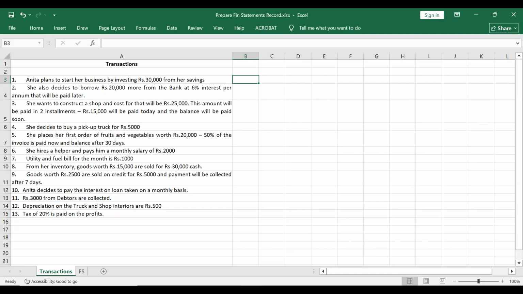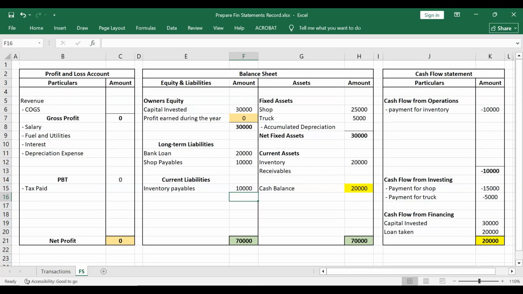She hires a helper, pays him a monthly salary of 2,000. So salary is an expense. An expense we'll put a minus sign. So equal to minus 2,000. As you can see, this is the only expense. We don't have any income. So that's why it's showing as a negative profit. And it is taken over here, minus 2,000. That's absolutely fine. No need to worry about it.